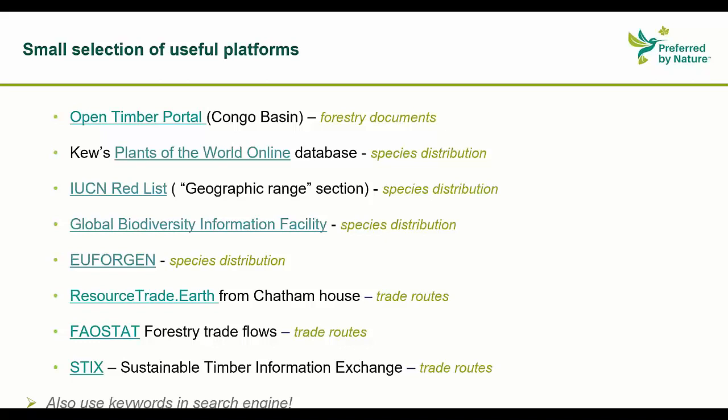For trade routes, there is also FAOSTAT. That's usually the one we check for forestry trade flows: timber harvested in Russia, where does it go in the world and how? And the Sustainable Timber Information Exchange, or Chatham House again, can give you an idea. This is just a very small selection of tools that you may use.